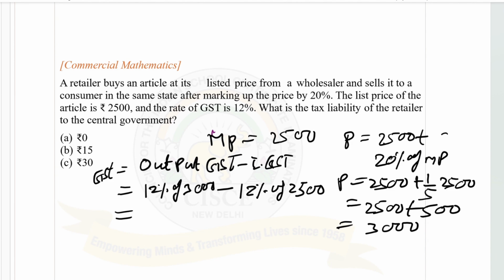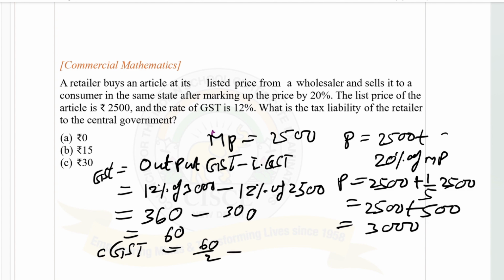This is 12% of 3000. 12% of 3000 means 12 into 3 is 36, then 0, 360. This is 12% of 2500, that means 12 times 25 is 300. So this is your 60 rupees. Now CGST equals half of 60, that is equal to 30 rupees. Rupees 30. So this is the answer.